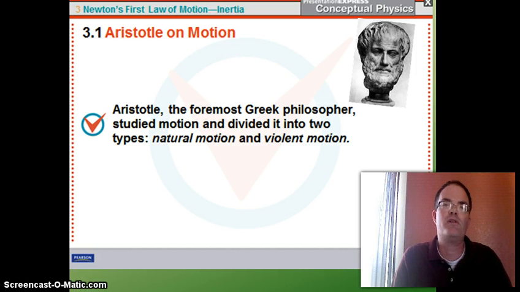He made two classifications, though, when it came to matter. He divided matter into natural motion and violent motion. In his view, there were certain things that he thought were naturally moving. That's the way they were. Other things had to be put into motion. That second class he called violent motion.